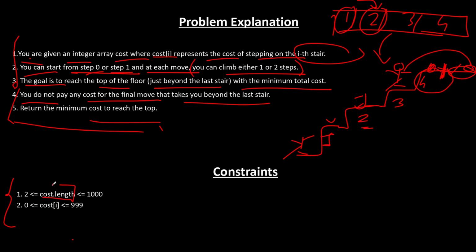The constraints of the problem are: the cost array length is from 2 to 1000, and the value of each step could be from 0 to 999. I hope you understood the problem explanation. It was pretty straightforward and simple. Let's move to the next slide.